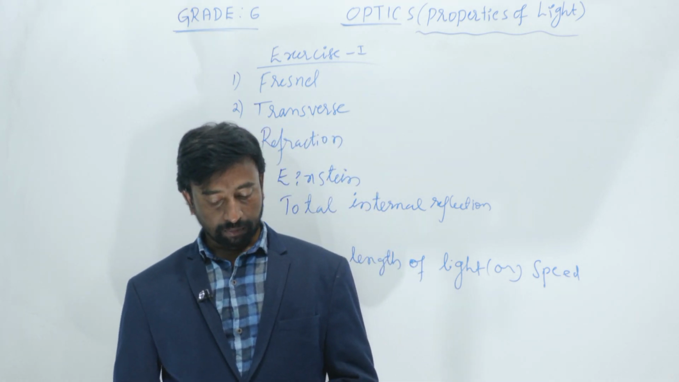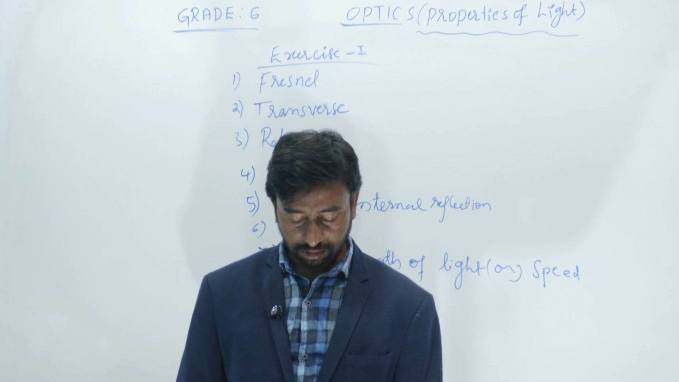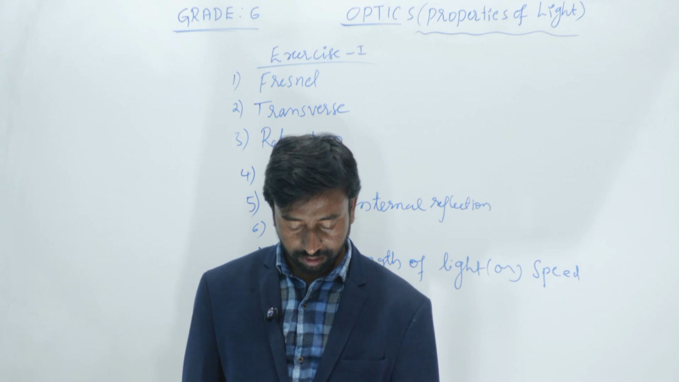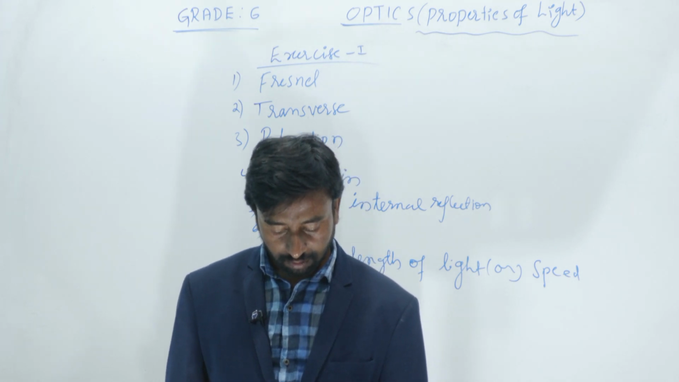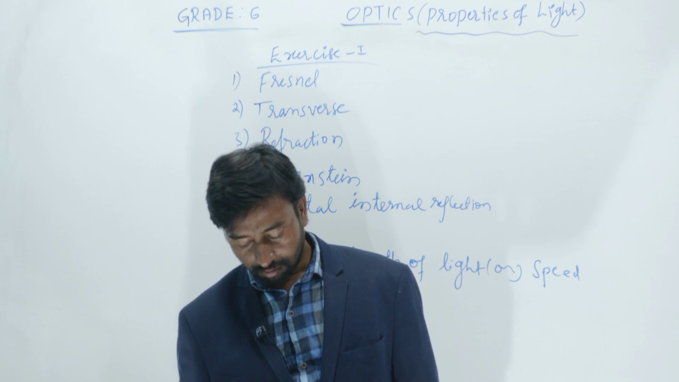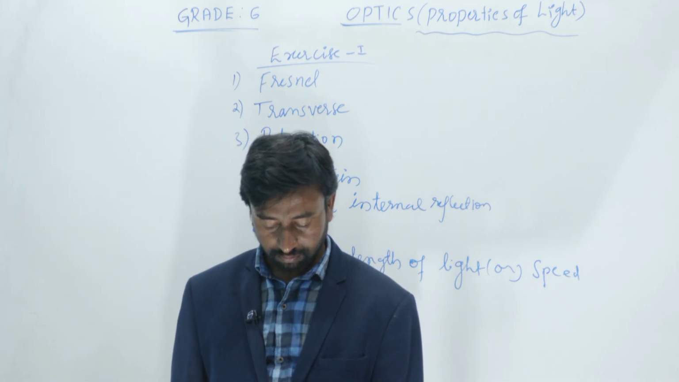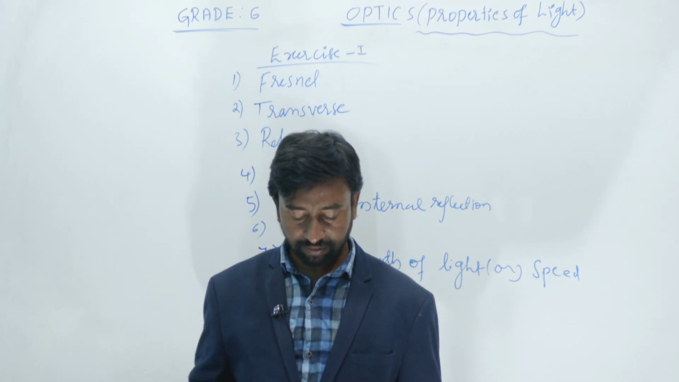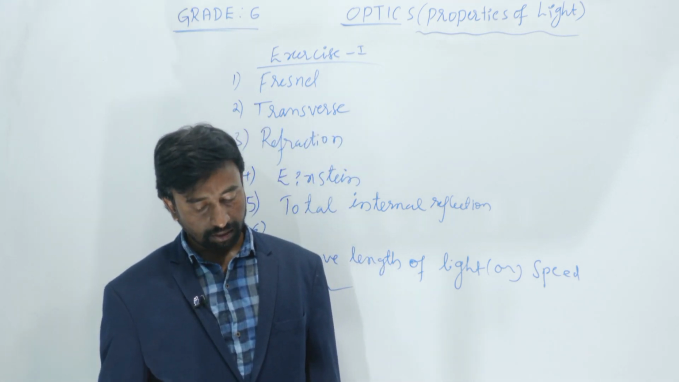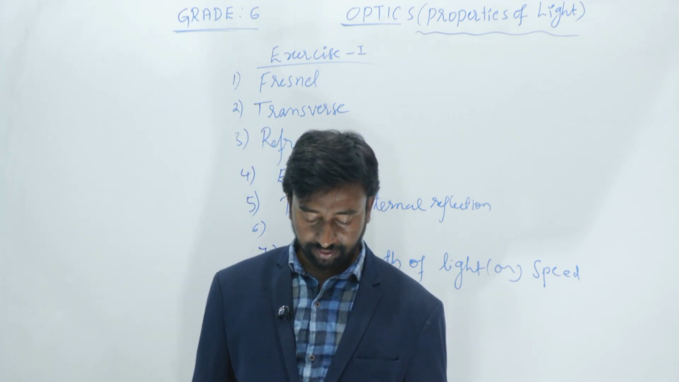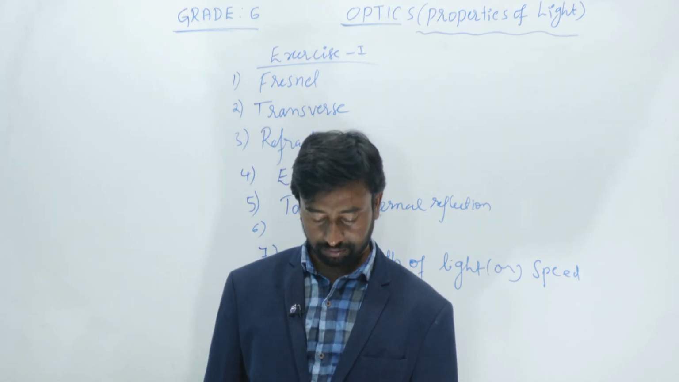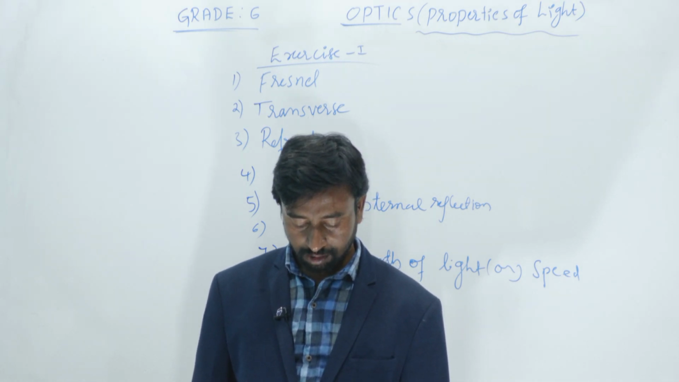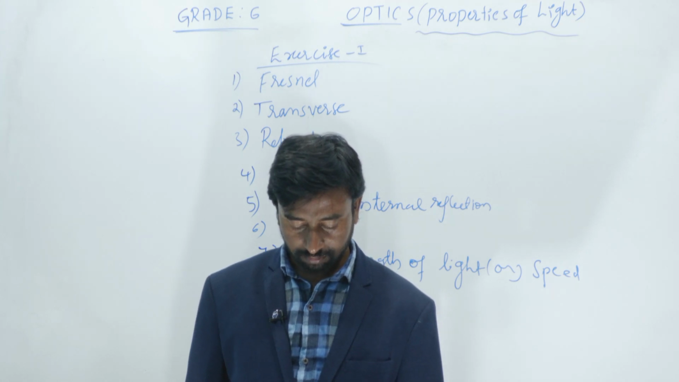Next exercise problem: the phenomenon explained by corpuscles with the surface on which the light is incident. So in reflection, Newton's corpuscular theory explained reflection and refraction successfully. The first one is reflection. Next: the speed of light is dash in the denser medium. The speed of light is less in the denser medium.